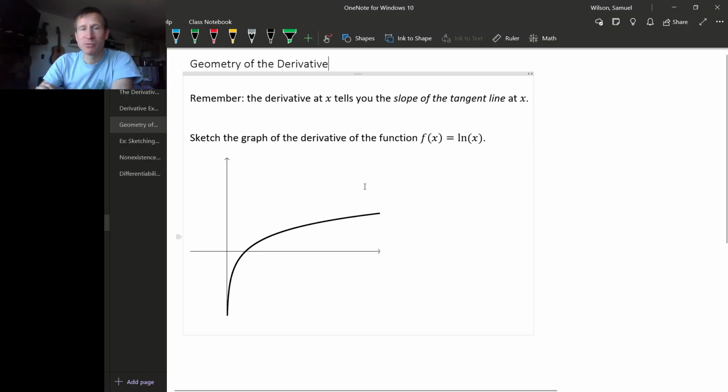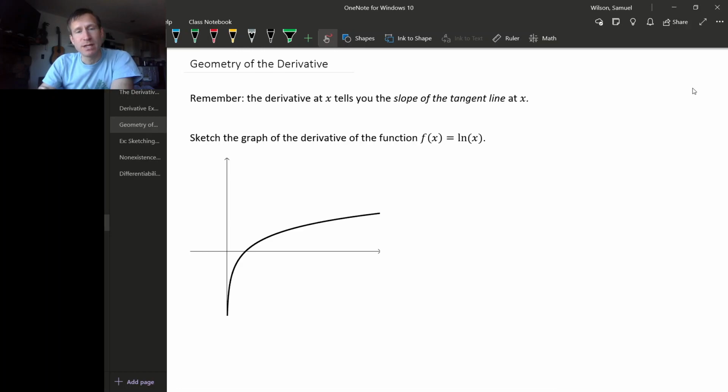Something to keep in mind with this derivative function is that the derivative, as a function, at each x value, the value of the derivative tells you the slope of the tangent line at that point of the function. And that means that the shape of the graph of the derivative has a close relationship to the shape of the graph of the original function.